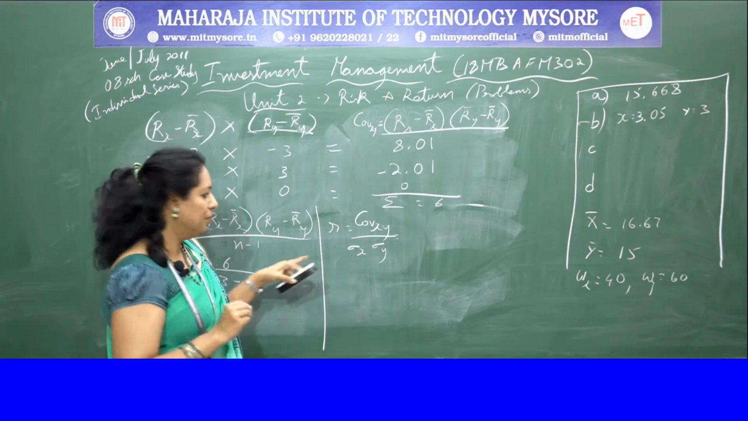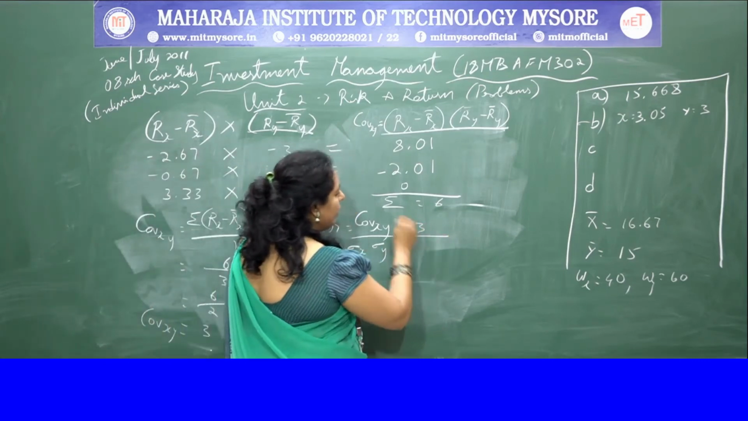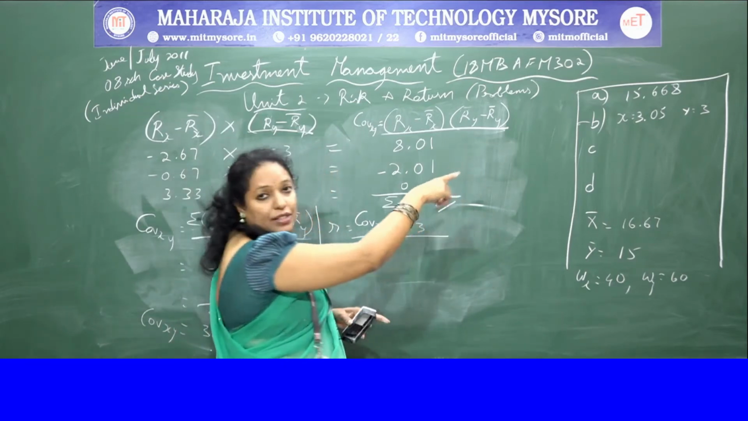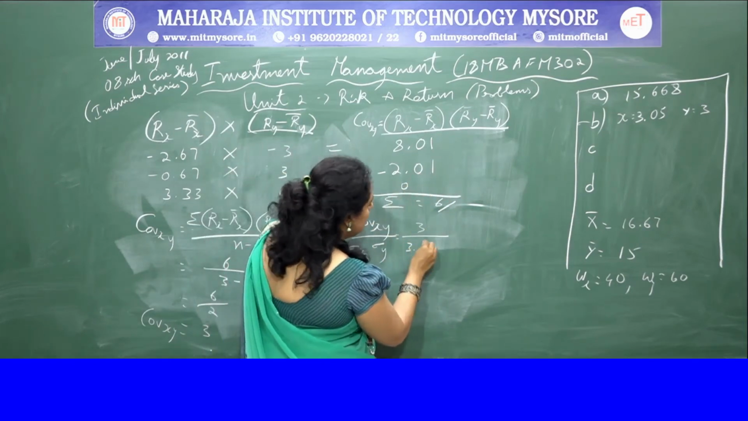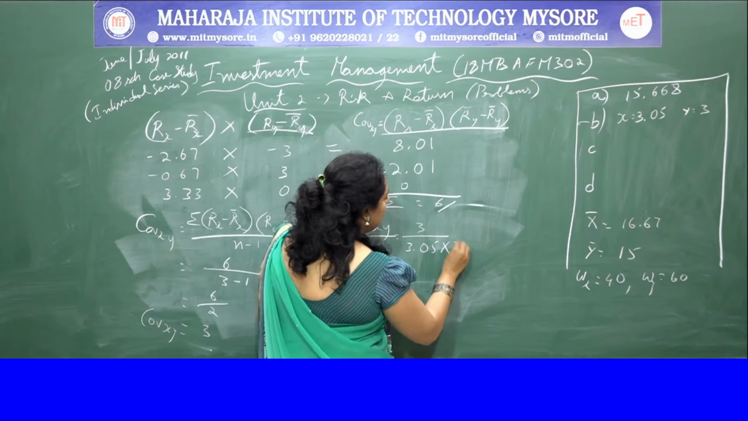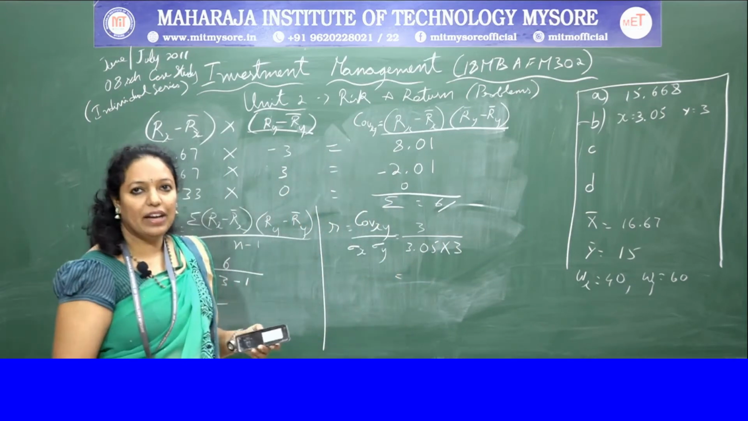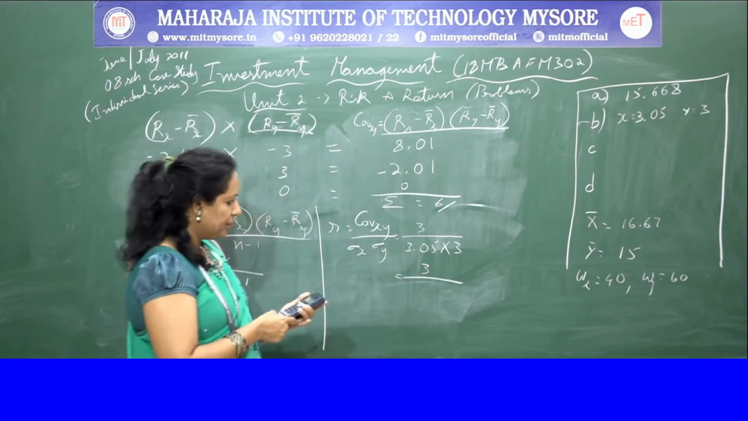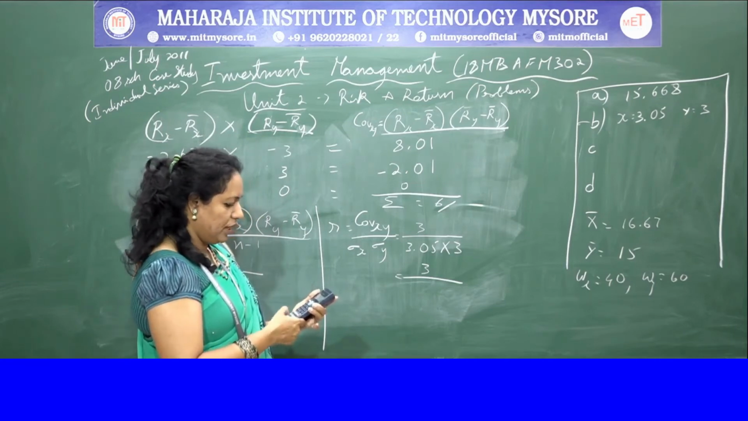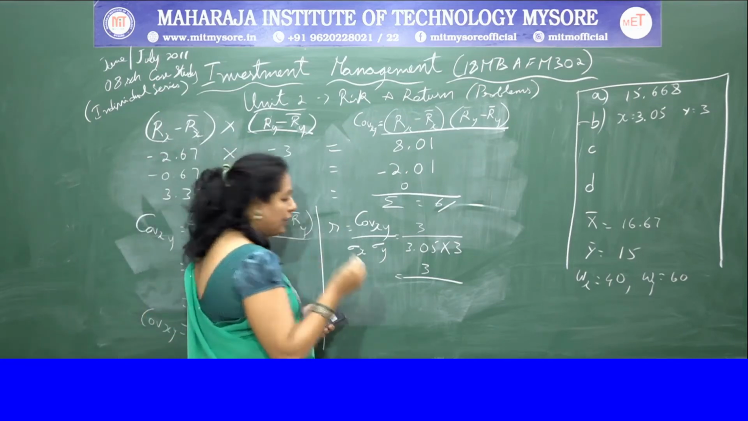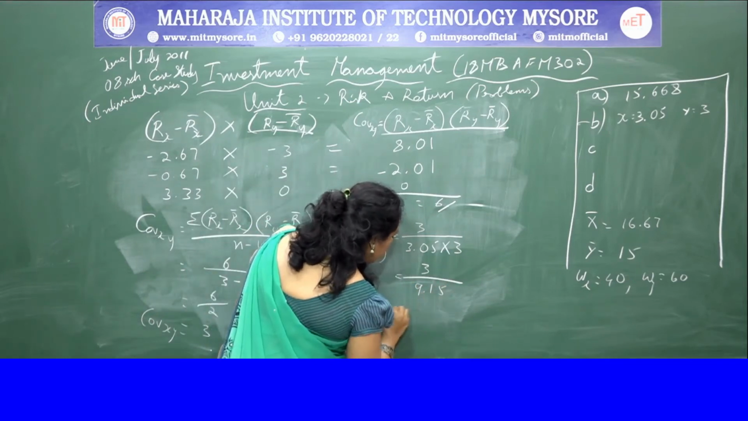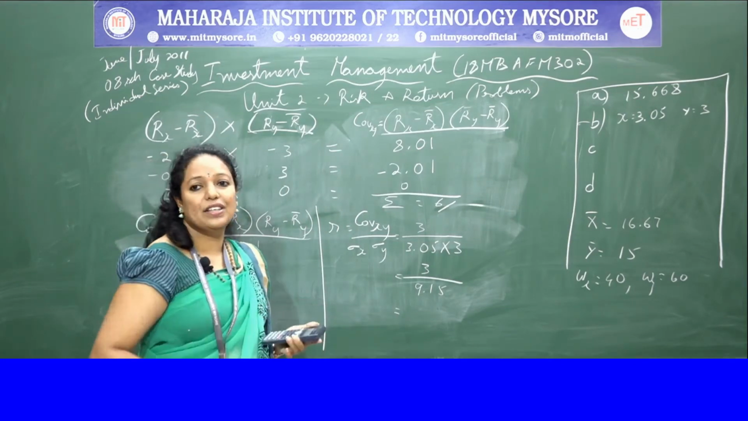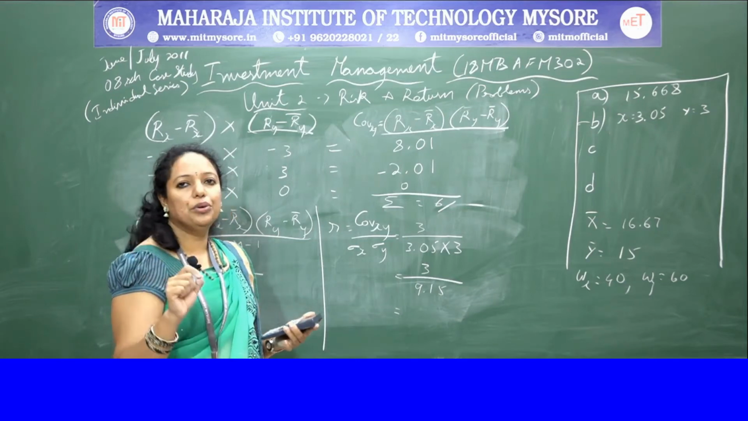Let's put that into the table, which is 3 divided by the standard deviations. The answers of standard deviation are there in the table. I'll write 3.05 into 3. Let's multiply this first. 3.05 into 3, we get 9.15. So we do 3 divided by 9.15. You get an answer of 0.328.